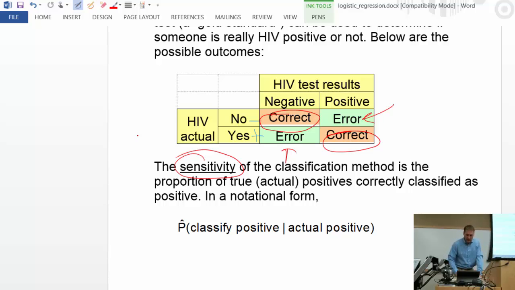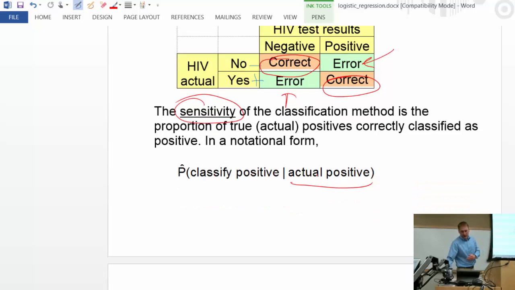Simply, it's this. I'll talk about it in terms of this HIV example. Given that a person is actually positive, what's the estimated probability that they're going to be classified as positive? Notice that this is a conditional probability. Another way to word this is, what's the proportion of these true positive individuals that the test actually says are positive? So given truly positive, what's the proportion that are predicted as positive?